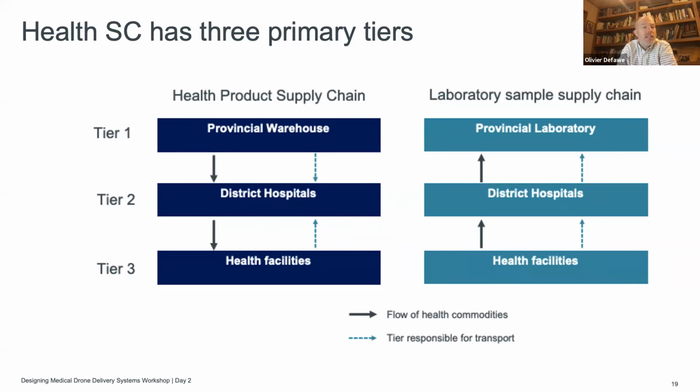This is pretty typical of the 3 tiers in Equator province for health products like health commodities. For the reverse logistics, for the transport of laboratory samples, it is all the responsibility of the health centers to bring it to the district level and the district level to bring it to the provincial laboratory. Also pretty typical. Next slide.